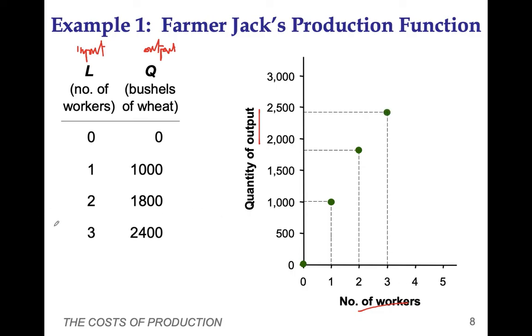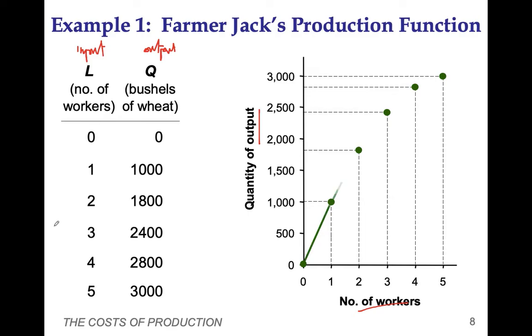We complete our table, and at the same time we trace our production function. You see, the production function is a rising curve. It's obvious. As we add more workers, the quantity of output increases.